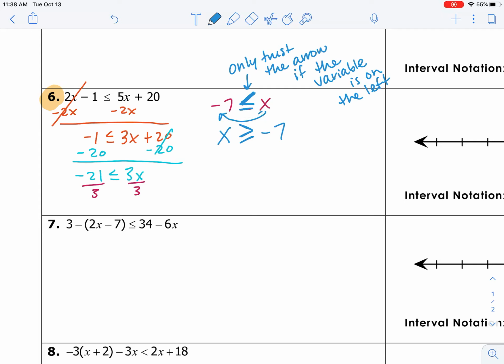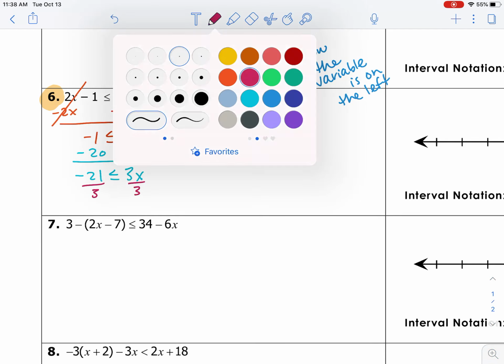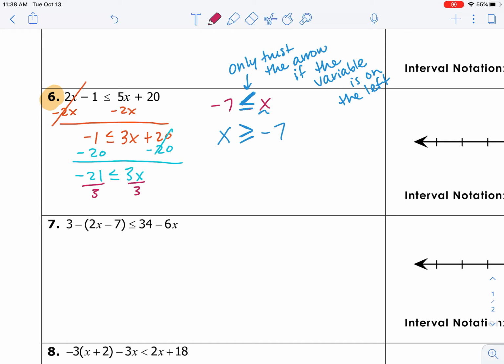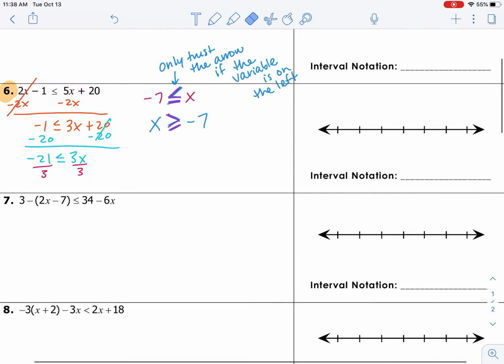So in order to switch these, I have to switch the symbol. The reason for that, again, is the arrow was originally pointing towards negative 7. So even though I move the x over here and the negative 7 over here, I have to keep the arrow pointing towards the negative 7. Otherwise, you change the meaning of your answer. Now that the variable is on the left, I can trust the direction that it's pointing. So I'm ready to graph.